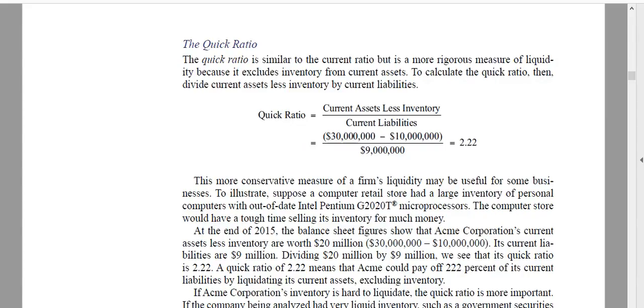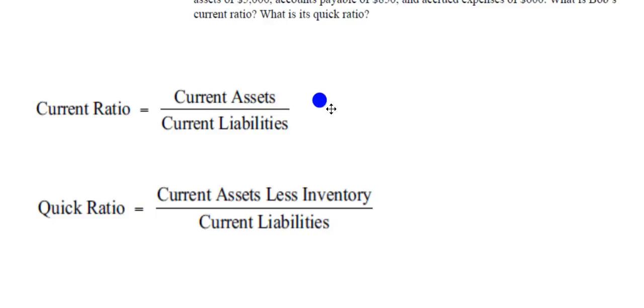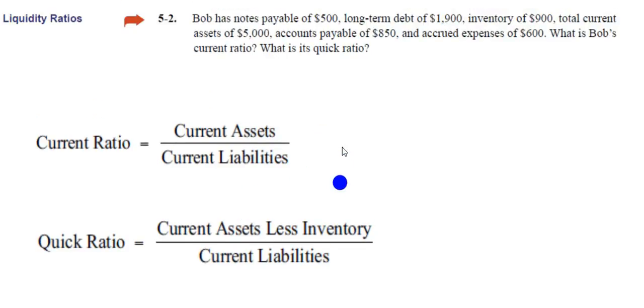So we just come back to our problem, and we simply take the current assets, which are 5,000, and subtract the dollar amount of your inventory, which is 900, and make the same calculation. So your quick ratio, if you have any inventory at all, is going to be lower than your current ratio.